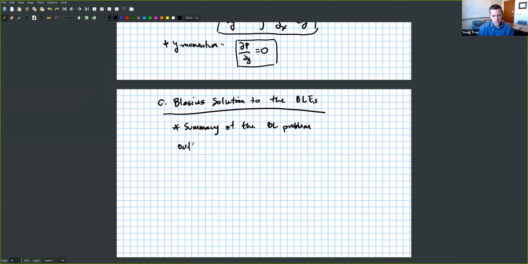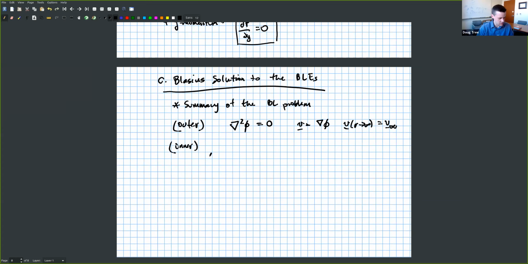So we have this outer problem, which we usually solve with the Laplace equation, where the velocity is equal to the gradient of the velocity potential. And our boundary condition is usually something like, as r goes to infinity, we have v infinity out here. Then for the inner problem, we just found a set of equations, and I'll rewrite them real quick.